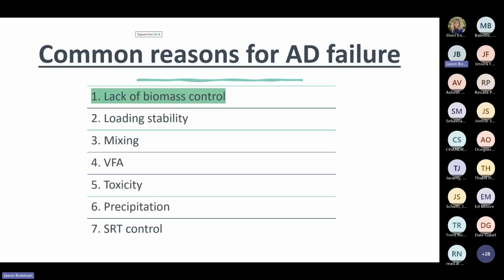So let's pause here for a moment because this is a really important slide that kind of dictates the rest of the presentation. While it's a very basic slide, the items highlighted will become more and more important when we discuss why and how recuperative thickening can ensure that these 7 items are more manageable and not the reason that our digester failed. So let's look at item number 1, lack of biomass control.